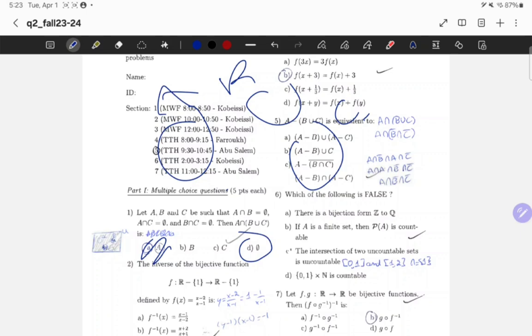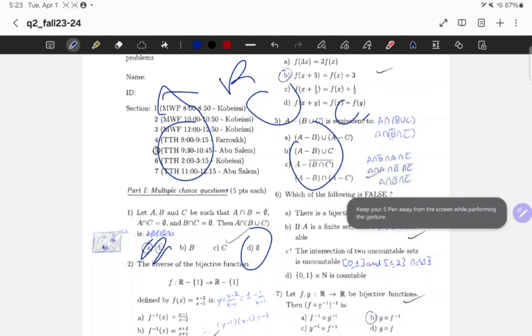Because A has nothing in common with B, and A has nothing in common with C. So of course it will have nothing in common between it and the union of B and C together, right? And you can see it here, so the union of B and C is just B and C, and they have nothing in common. You can do it equivalently as the intersection between A and B, union the intersection of A and C, right? And both of them are phi. So yeah.